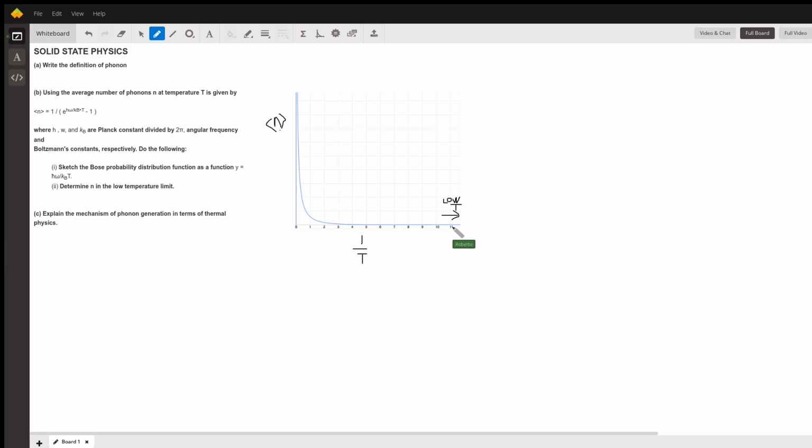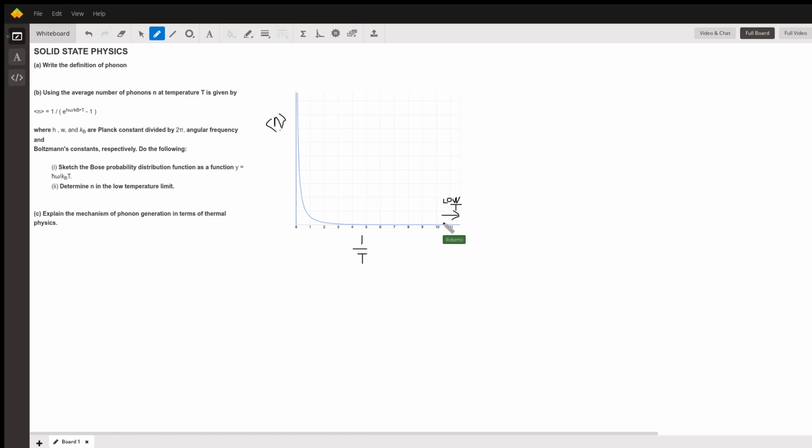So there are no phonons at low temperature, which, if we go to the next question, is something we use to explain the mechanism. Thermal fluctuations cause the lattice to vibrate randomly, and vibrations of the lattice create phonons. As we go up in temperature, we get more and more fluctuations and more vibrations of the lattice, and we create more and more phonons.